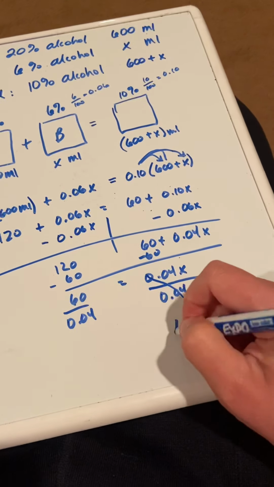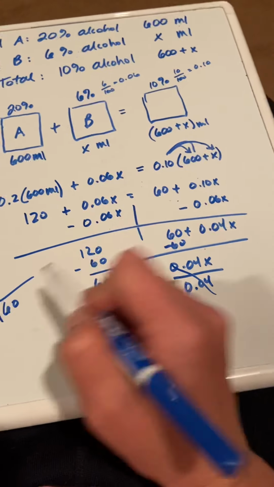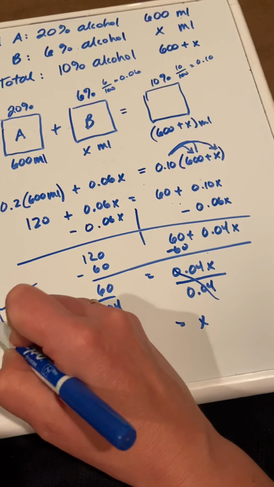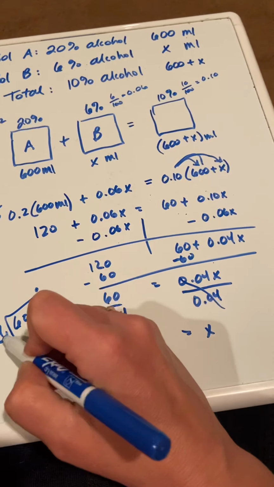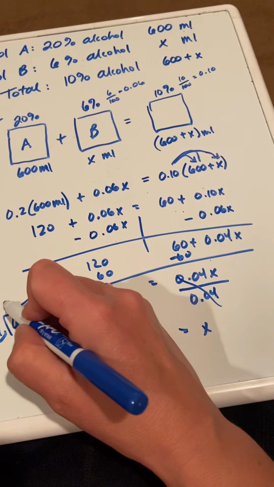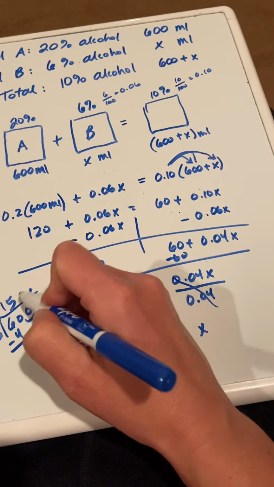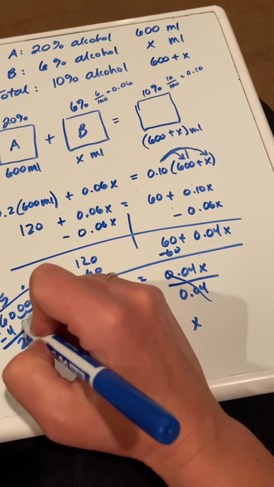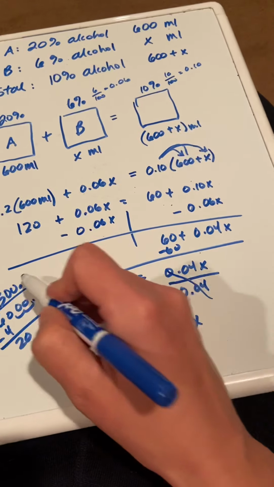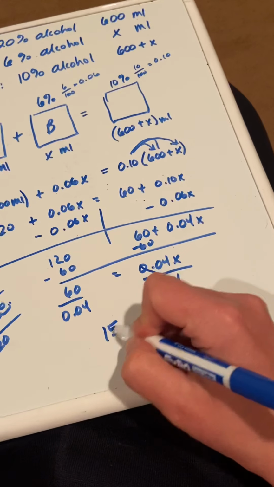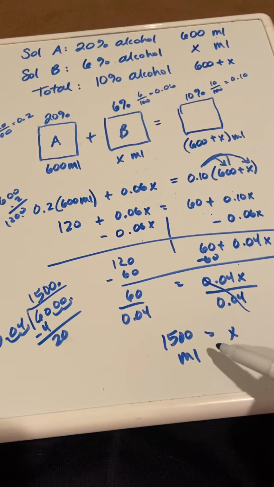And now to figure out what x is, we'll divide both sides by 0.04. This will be another very fun thing that I get to try to do in my head here. Let's do it out on paper. 60 divided by, this is where a calculator would come in handy. I'd have to move that over twice. And 4 goes into 6 once. There we go. That should be right. It should be 1,500. So we would need 1,500 milliliters of the 6% solution.